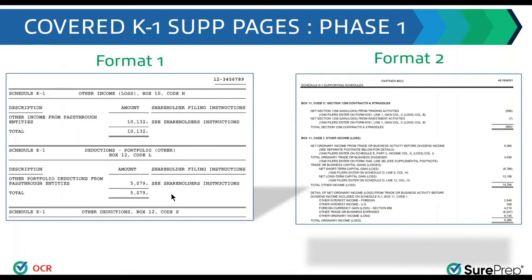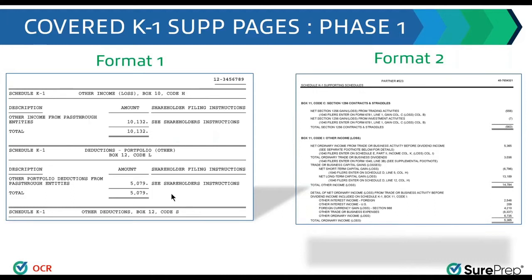So for 1065s, we found a total of 15 variations. Yes, there are 15 different variations as of today that we were able to find. And both of these formats appeared in 40% of the returns processed at SurePrep that had these K-1s. For 1120S and 1041, we found 5 different variations, and both of these formats appeared in 50% of the returns processed.